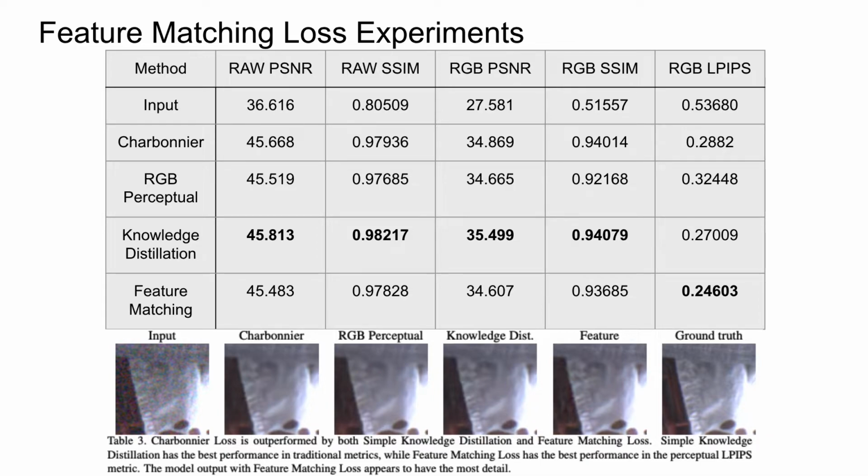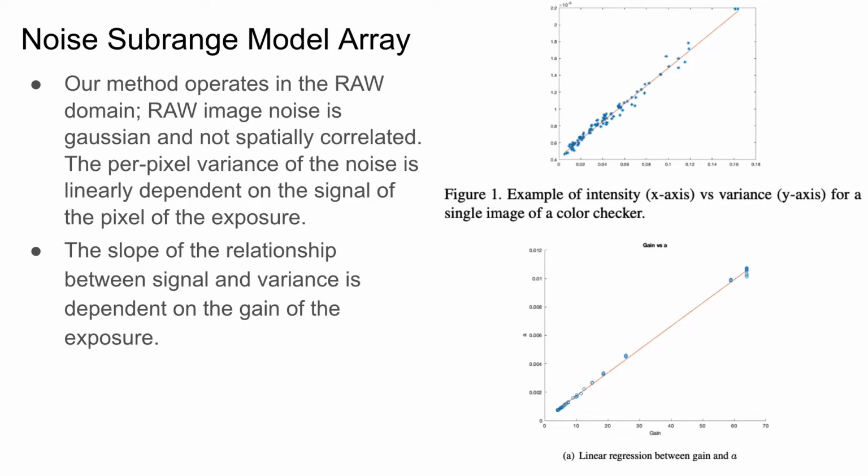Our feature matching loss has the best results when evaluated with a perceptual metric, that being LPIPS, applied to the RGB image. And we also confirmed this visually, that the feature matching loss has the most detailed visual results. Now we will briefly discuss the nature of image noise. Our method operates in the raw domain, which means that our method operates prior to the image signal processing. And image noise in the raw domain is Gaussian and not spatially correlated, meaning that there are no spatial patterns that can be observed in the raw image.